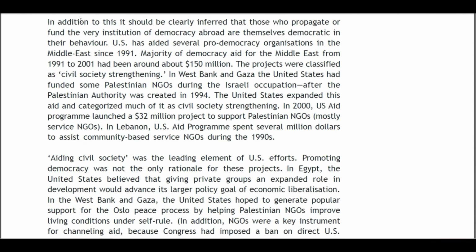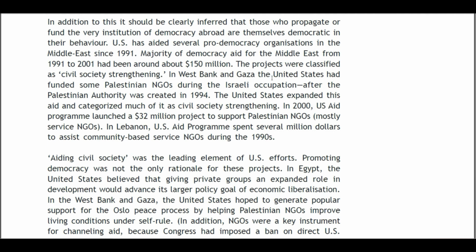In addition to this, it should be clearly inferred that those who propagate or fund the very institution of democracy abroad are themselves democratic in their behavior. The US has aided several pro-democratic organizations in the Middle East since 1991. The majority of democracy aid to the Middle East from 1991 to 2000 had been around $150 billion. The projects were classified as civil society strengthening.